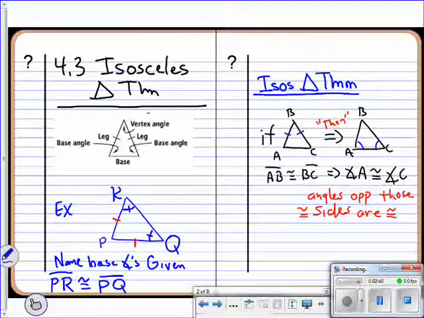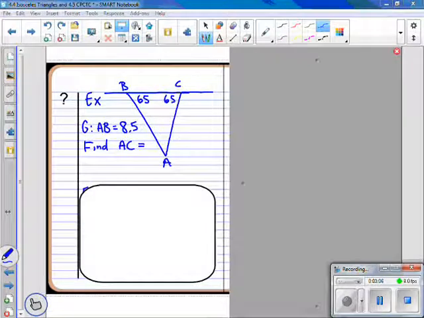So in other words, in this particular drawing with these particular letters, if AB is congruent to BC, then angle A is congruent to angle C. Those are the angles opposite the legs. All right, let's move on. All right, so go ahead and use this kind of reverse idea.